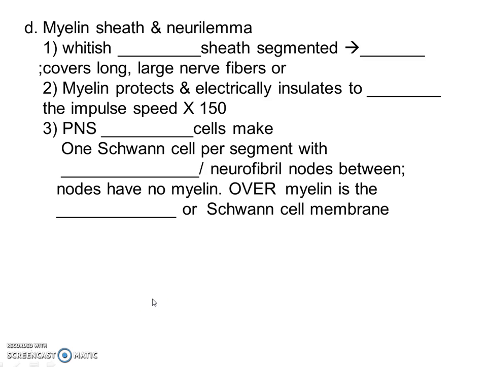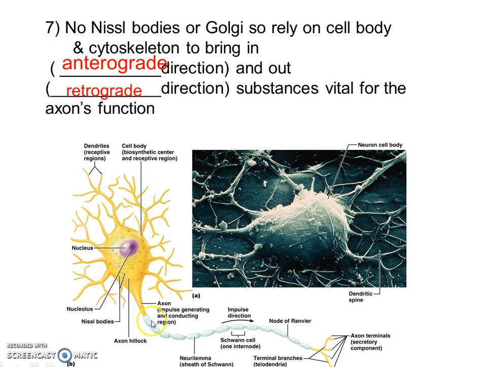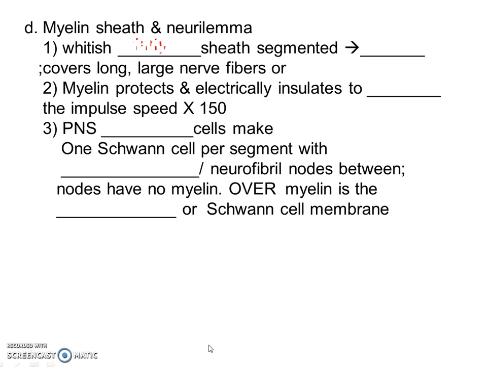Now, some axons can have a myelin sheath associated with them. Look at this axon. Do you see those little white blobs? That's a fatty substance called myelin, and that myelin is going to insulate that axon so the impulse travels faster down it. So the myelin sheath is a white fatty sheath that is segmented. It covers long, large nerve fibers, or axons. Myelin protects and insulates to increase the impulse speed by 100 times.